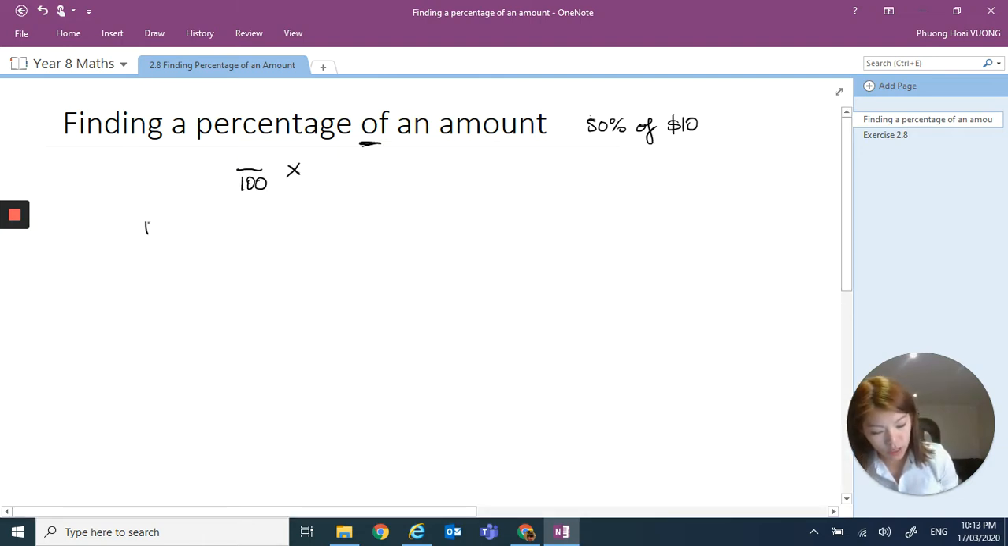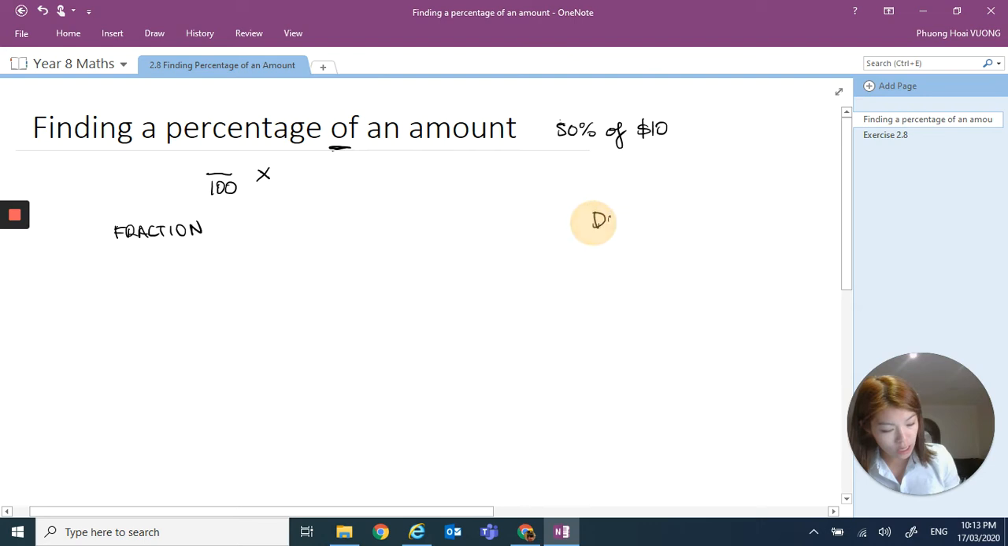Now there's two ways. We can use the fractional method, or we can use a decimal method. And today we have to look at both ways because I will test you and ask you to show me both ways on the test.